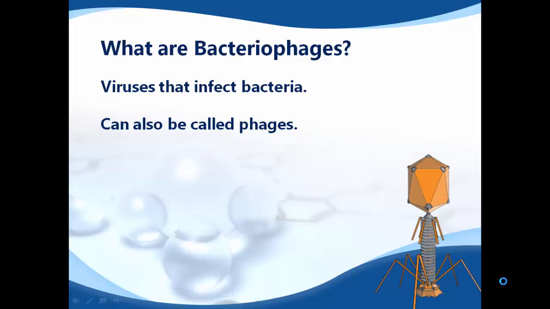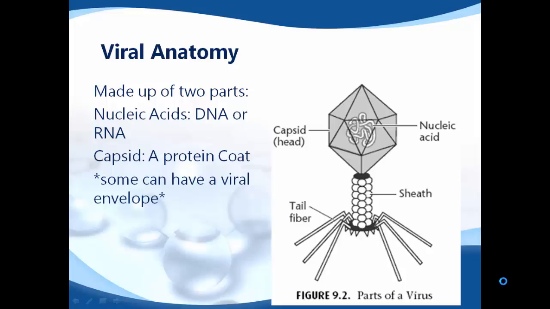Bacteriophages are basically viruses that infect bacteria. They can also just be called phages. So the viral anatomy is pretty much made up of two main parts: nucleic acids, which are DNA or RNA, and a capsid, which is a protein coat. Some have a viral envelope, and others have tail fibers and a sheath to be able to latch on to a cell.